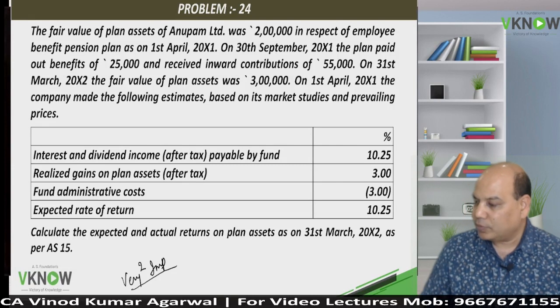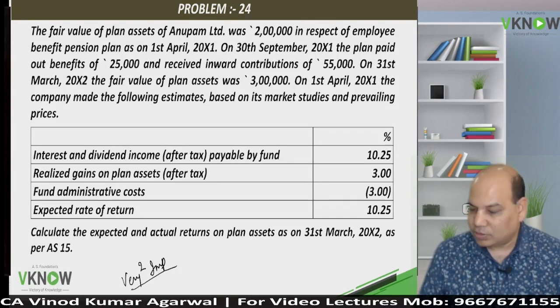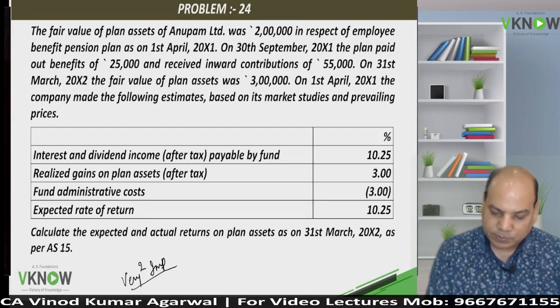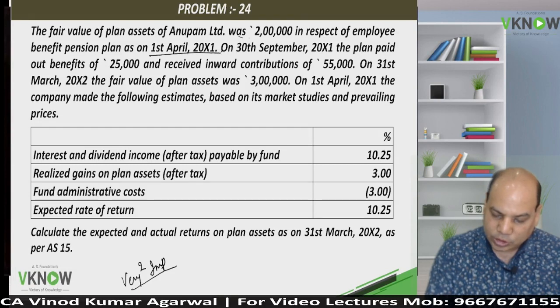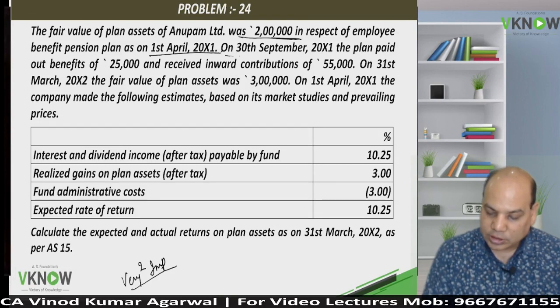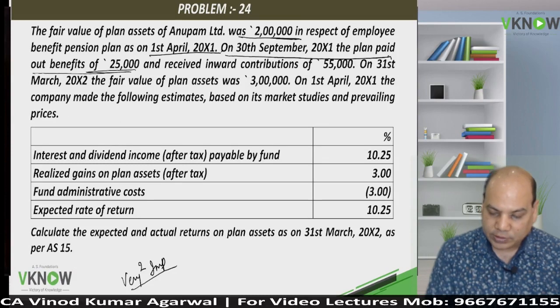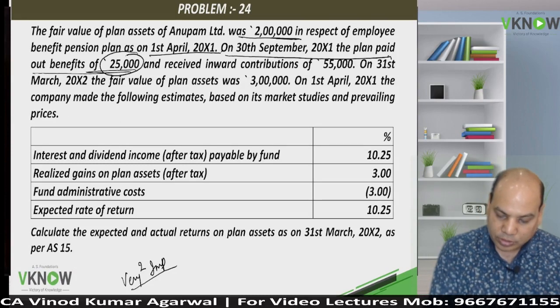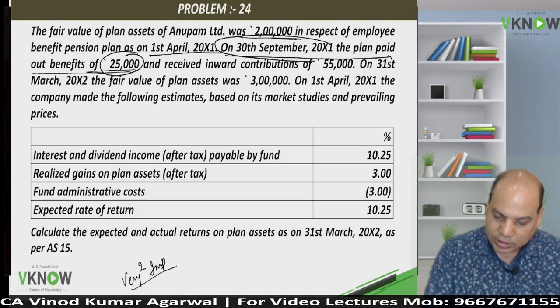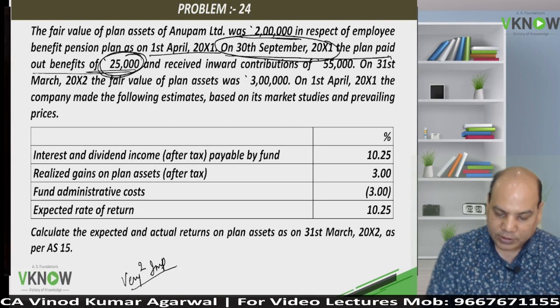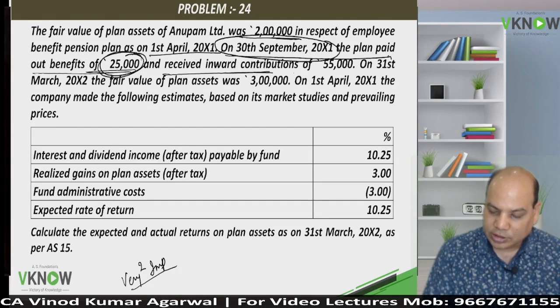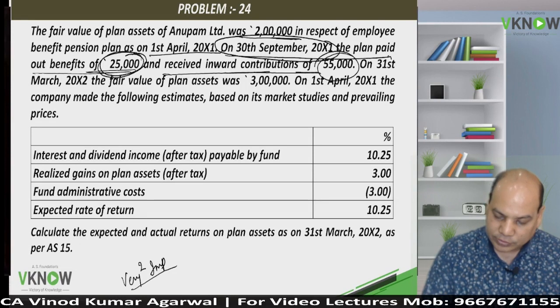In respect of employee benefit pension plan on 1st April 2001, this is my opening balance. On 30th September 2001, the plan paid out a benefit of 25,000. So on the date underlined, 30th September, payment made 25,000 and received inward contribution of 55,000.